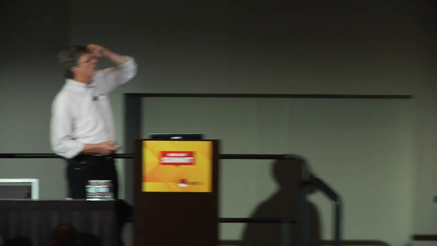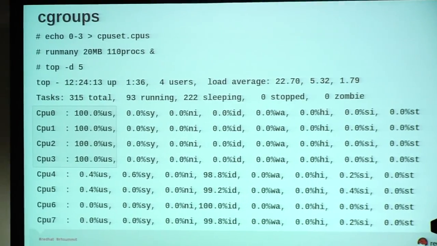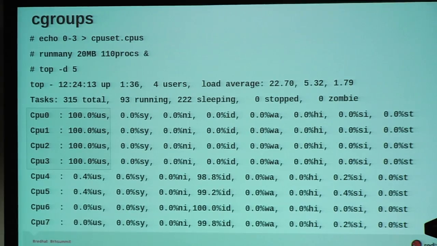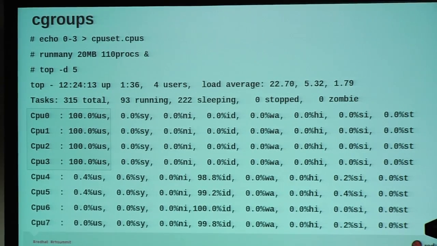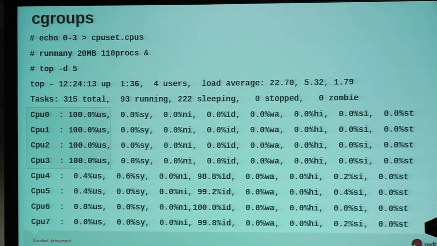And basically what I do is I wrote a little program called run many. It allocated 20 megabytes. I said I want to create 110 processes, run in the background. And then, as you can see in the box over to the left here, even though there's 110 processes, it only ran on that Cgroup and it only allocated memory on that Cgroup. So that's basically what a container will do, is it'll dynamically create these Cgroups running within these confined environments.